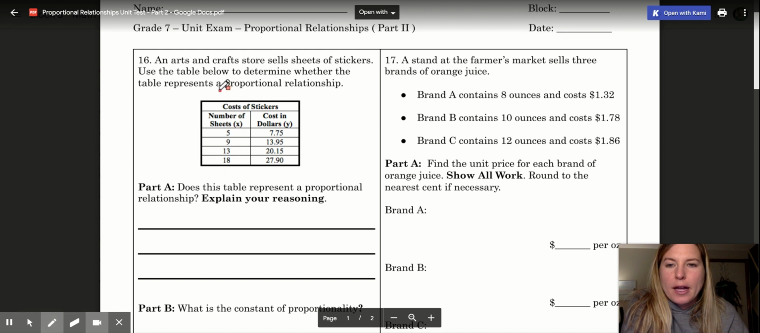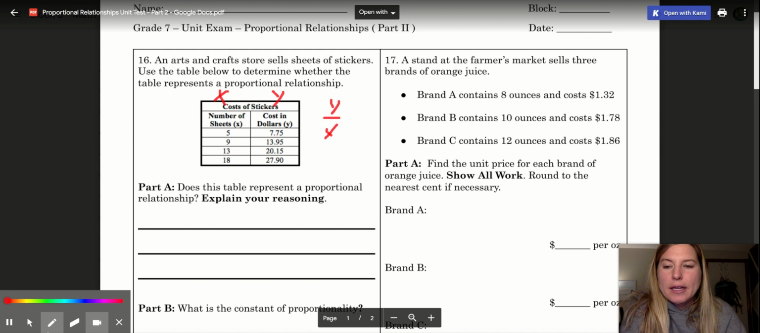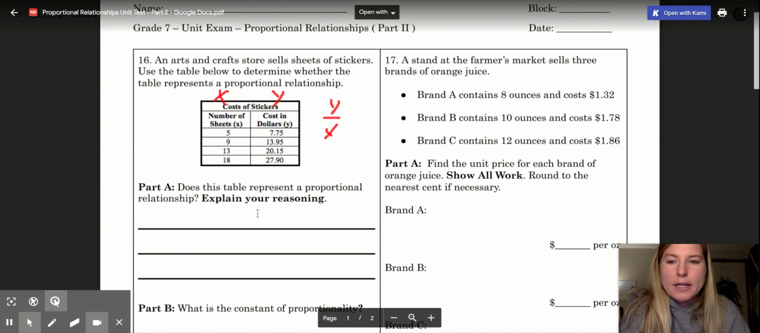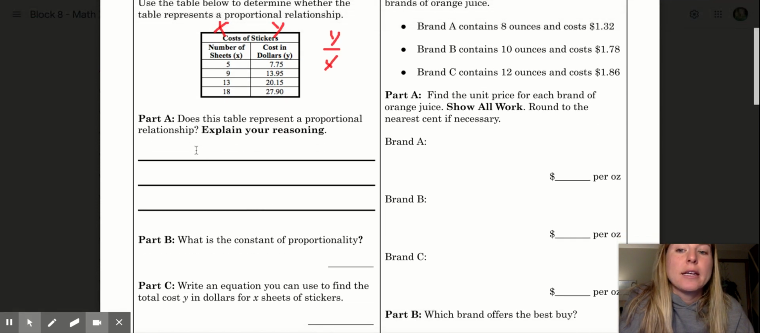So just remember on your table, this is the number of sheets, which would be your X, and the cost in dollars would be your Y. When you are checking whether or not these are a proportional relationship, you have to do Y's divided by X. Once you do that, you'll be able to see if all of these have the same constant of proportionality or the same number. So right here, you would explain, yes, this is proportional because they have the same unit rate or the same constant proportionality.